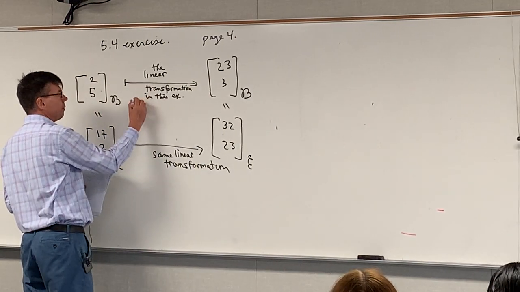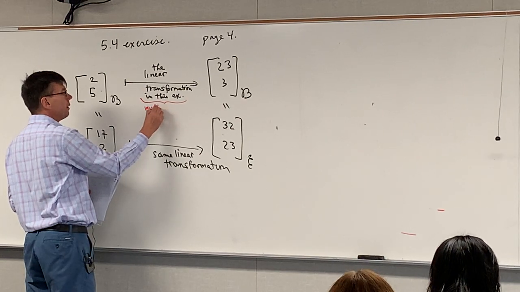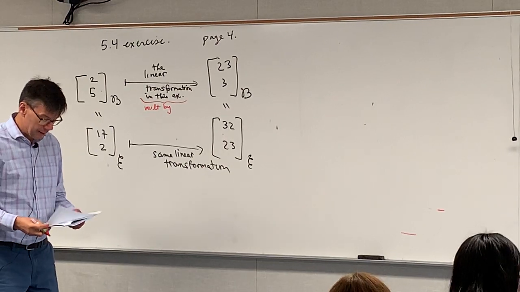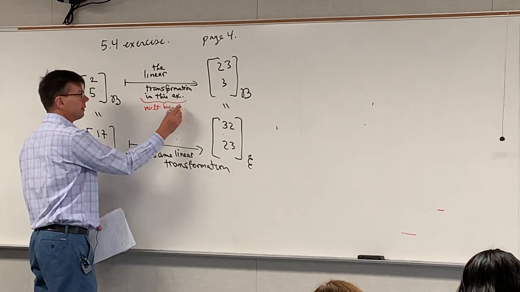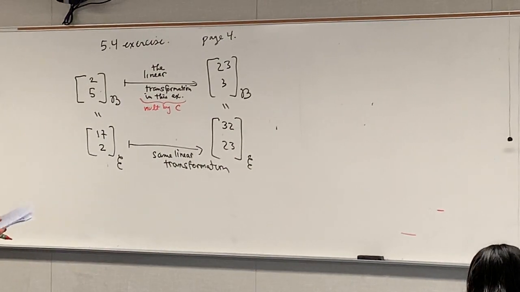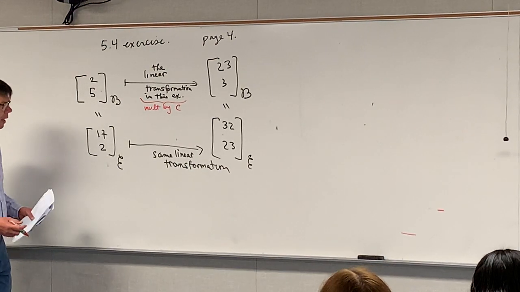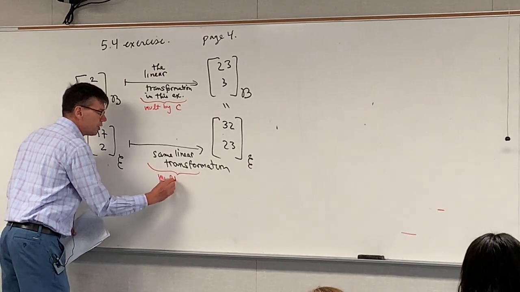So what process is this multiplication by? Is that what I called C? Didn't we call that C along the way? Did I? Tell me if that doesn't match up with my C. I think that's multiplication by C, right? And this is the same linear transformation. This is multiplication by A.